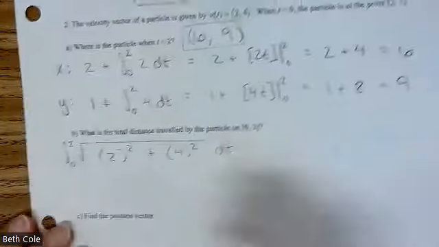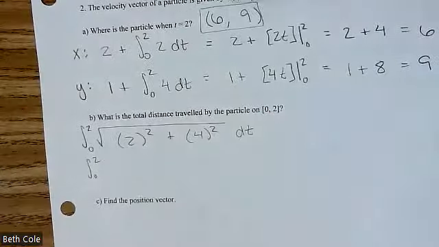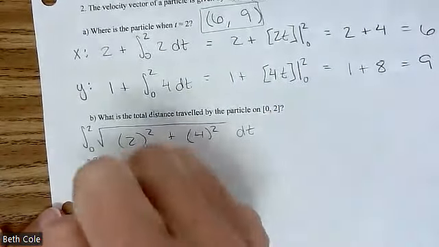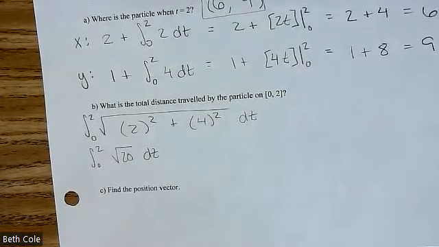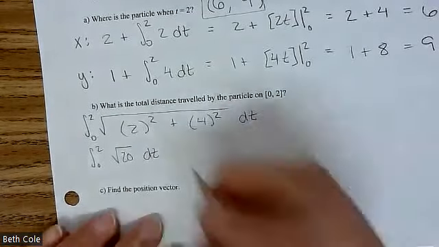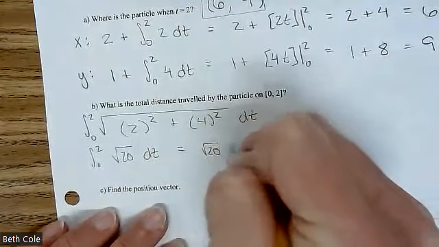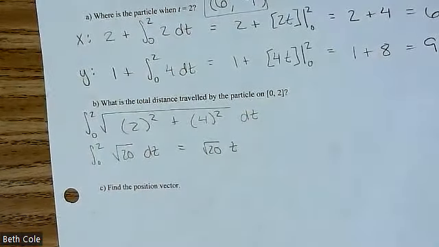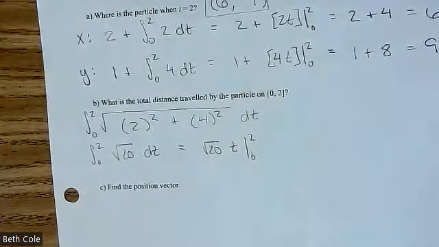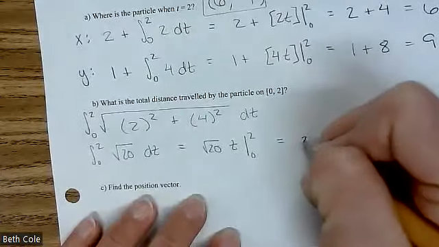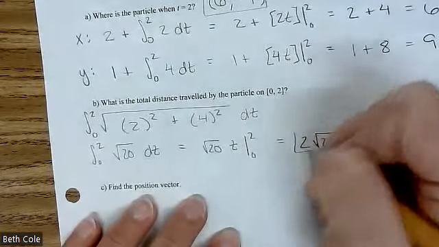So what's that going to give us underneath of there? Is that 20? This would be 4. That would be 16. So square root of 20. So what's your antiderivative of square root of 20? It's kind of like when you do an antiderivative of 2, it's 2t. So antiderivative of square root of 20 would be square root of 20 t. Square root of 20 is just a number, a little bit of a weird looking number. Such that 0 to 2. And so your final answer would be 2 square root of 20.